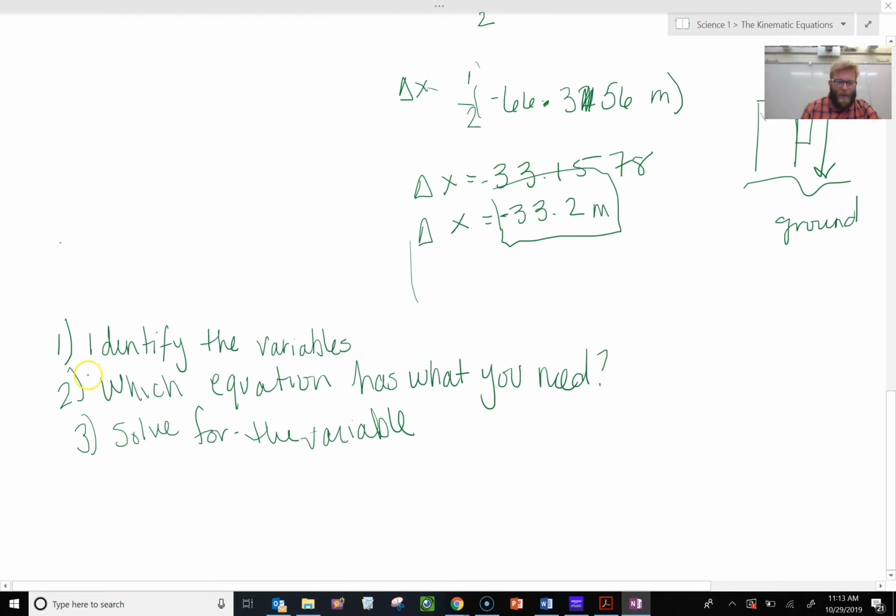Some people might benefit from doing these questions if they graph what's happening. Doing something as simple as a position-time graph can really give you a good idea of what kind of motion you're seeing. So think about what are the values that I already know. Some people find it beneficial to do that.